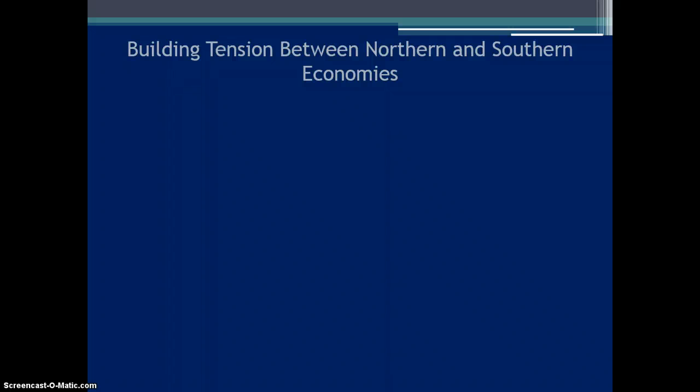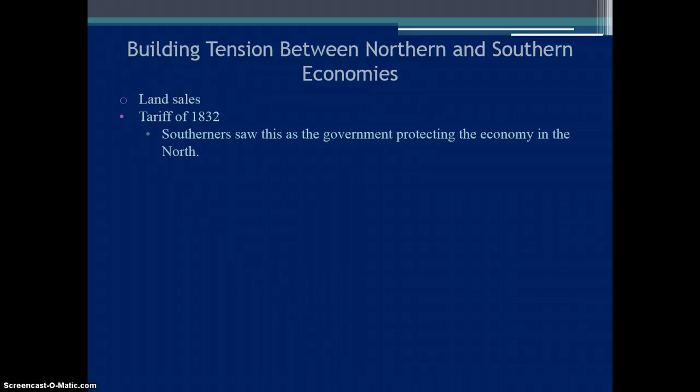Meanwhile, tension was building between the Northern and Southern economies. Southerners offered Westerners lower prices on land if Westerners agreed to oppose the Tariff of 1828. Then came the Tariff of 1832. This tariff lowered the prices on many goods, but not on iron and textiles. However, the iron and textile industries were mainly in the North. This, once again, led Southerners to believe that the Tariff of 1832 was the government protecting the economy in the North.